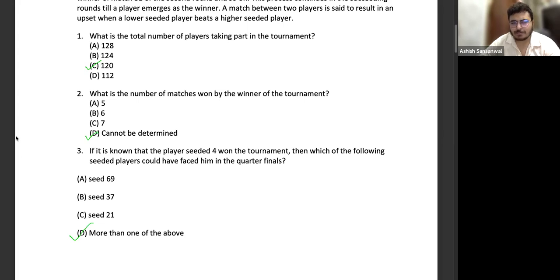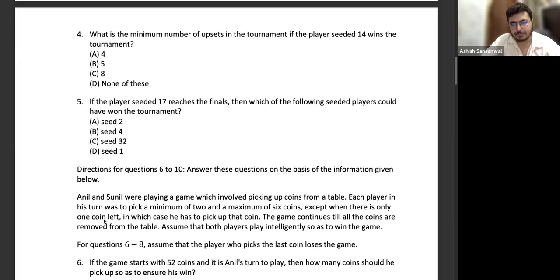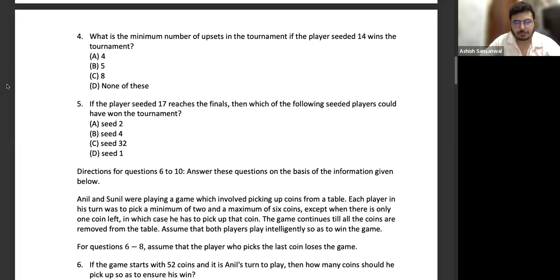We'll see how and why. What is the answer of question number 4? Question number 4 is answer A. And question number 5 is also answer A.